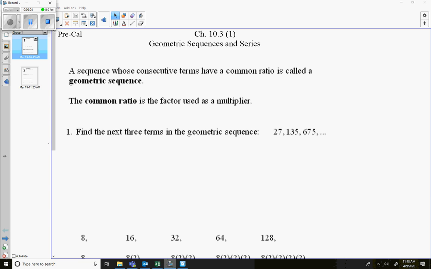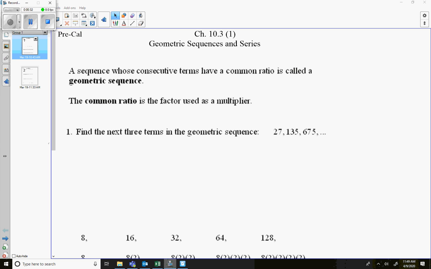All right, today's lesson is 10.3, the first one. It is over geometric sequences and series. Actually, this part, 10.3, the first one, will just be the geometric sequences. 10.3, the second one, will be the different series. So, geometric sequences. A lot of similarities to the arithmetic sequences, but some key differences.